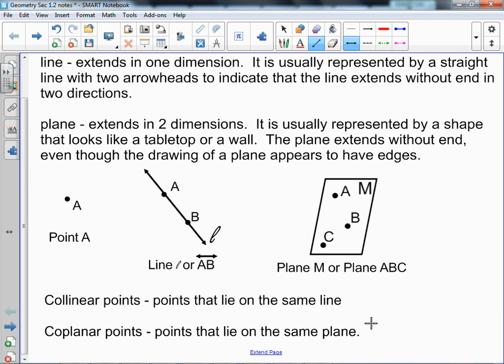Right. Collinear points are going to be points that lie on the same line. So point A and B here on the same line would be collinear. Coplanar points are points that lie on the same plane. So in this picture, points A, B, and C would all be coplanar because they're all on the same plane.